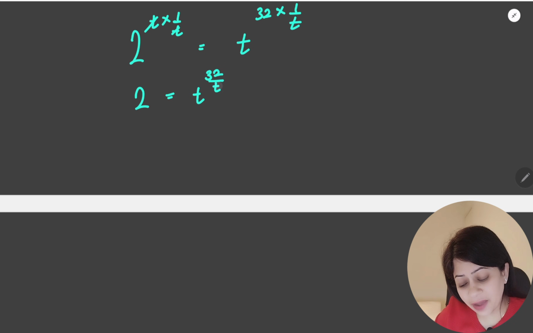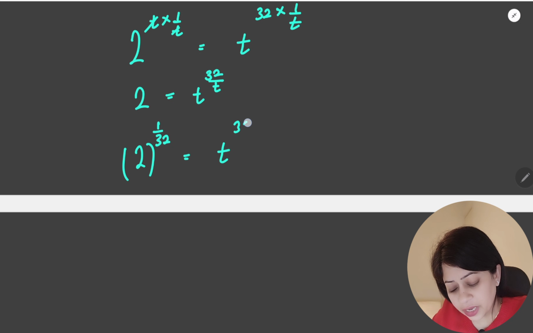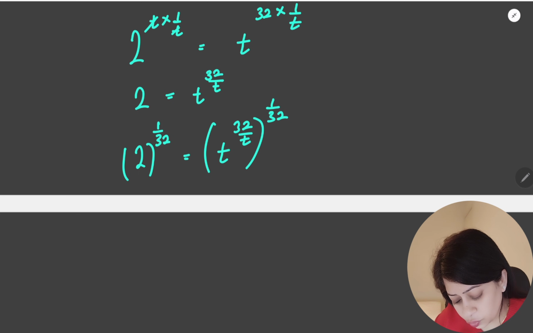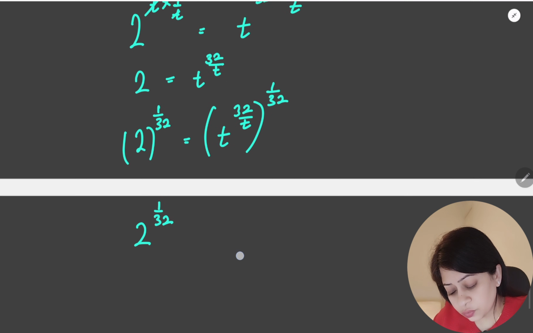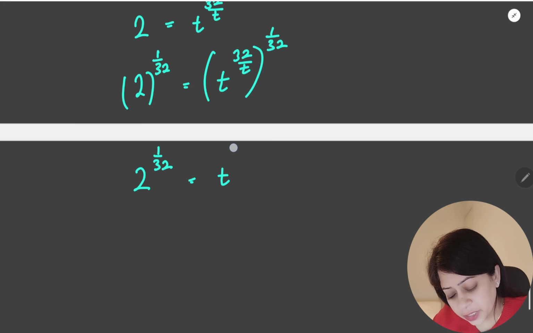Now we still have 32 on right hand side. Can I bring it somehow on the left hand side? So taking 1 by 32 power on both sides, t raised to power 32 by t, and whole power is 1 by 32. Whatever we do on both sides, right? So this will become 2 raised to power 1 by 32 and is equal to t raised to power. The powers will get multiplied and we will get this, right?